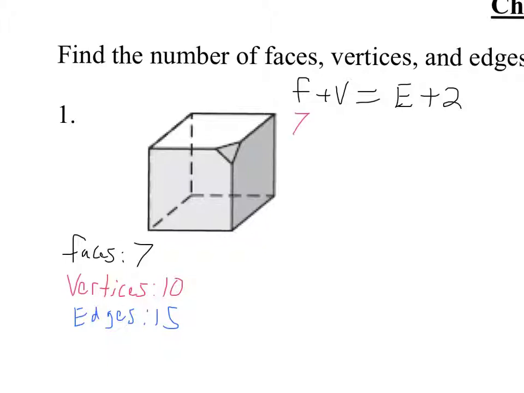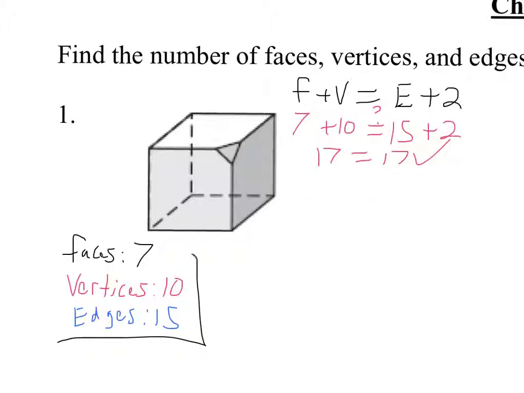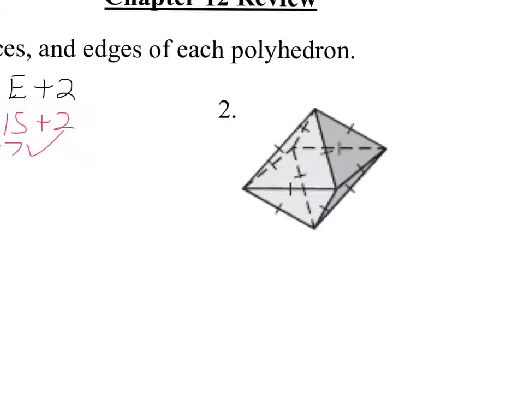So if we say 7 faces plus 10 vertices, does that equal edges plus 2? We had 15 plus 2. Well, on the left we get 17, on the right we get 17. Yeah, and that's probably a pretty good indication that you counted it correctly. All right, let's do the next one.